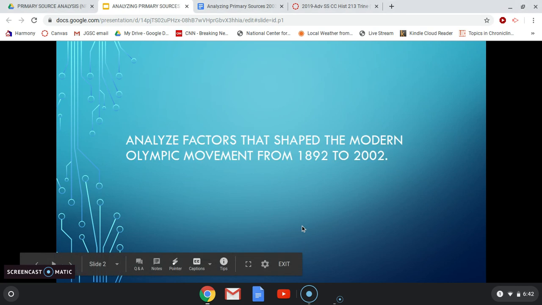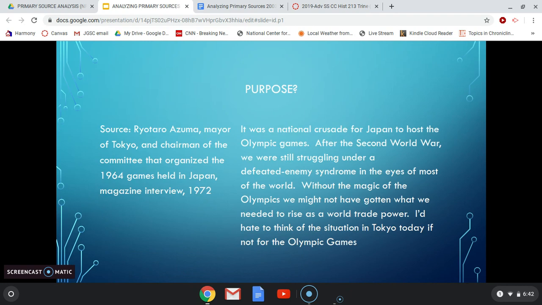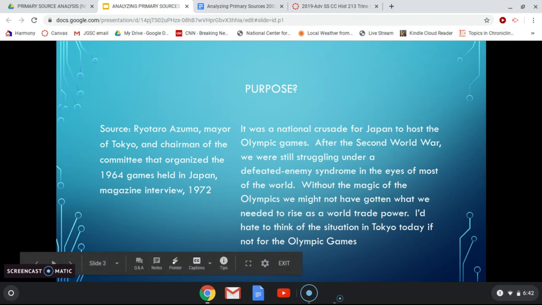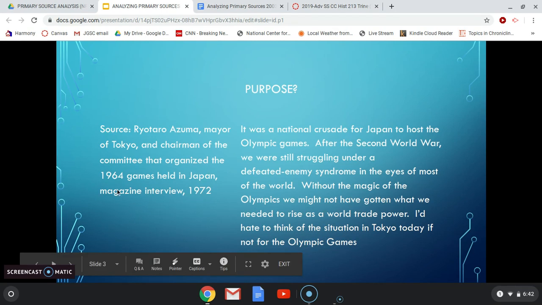First of all, this was the question: analyze factors that shaped the modern Olympic movement from 1892 to 2002. Here's a document. This is part of a magazine interview by the former mayor of Tokyo, who also was chairman of the committee organizing the 1964 Olympic Games, which were held in Japan in Tokyo. An interview that he gave in 1972, so 8 years later. So remember, this guy was mayor of Tokyo at the time when the Olympic Games in Tokyo were held, and he was chairman of the committee organizing these games. Now he's reflecting back on this in an interview 8 years later.